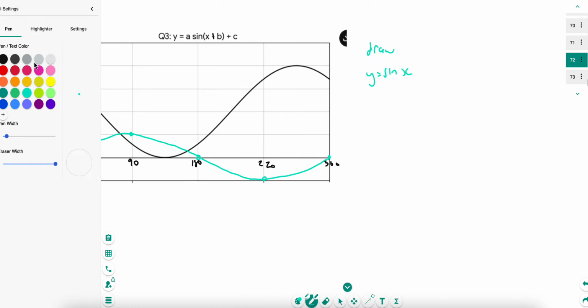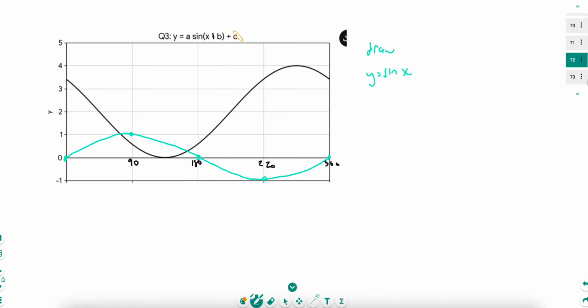All right, let's start with the plus C, the vertical shift. So let's draw the midlines for both. For our original sine graph, the highest point's at 1, the lowest point's at -1, so the midline is at 0. Here, our lowest point's at 0, our highest point's at 4, so the midline is at 2. So our shift has gone up by 2 spaces, so our C value is 2.